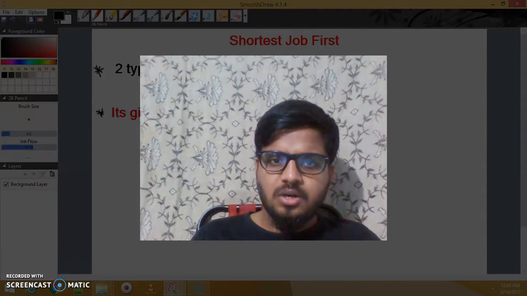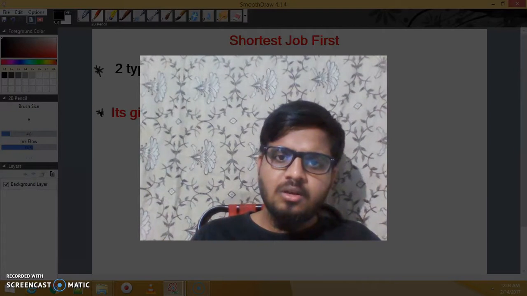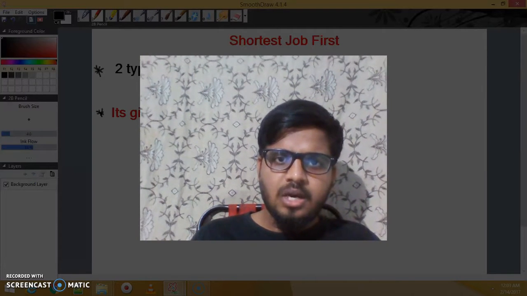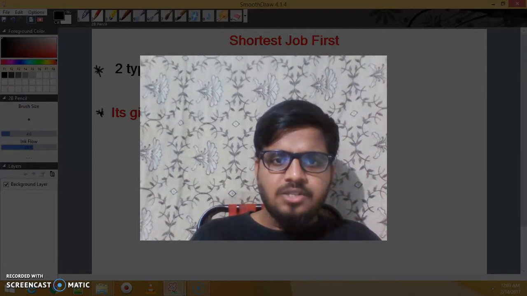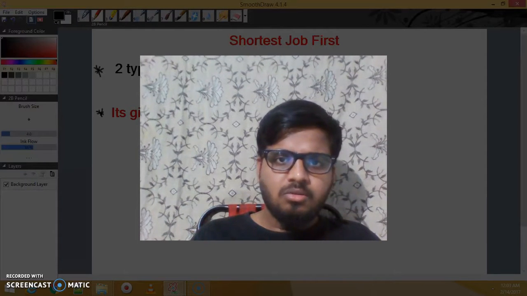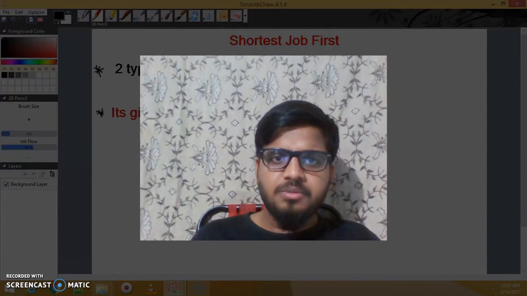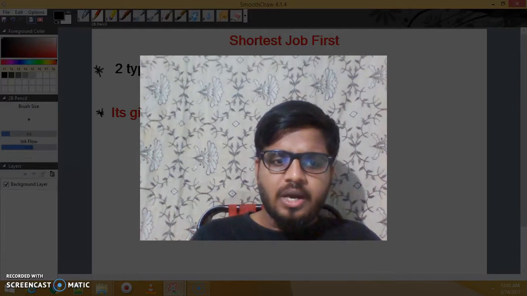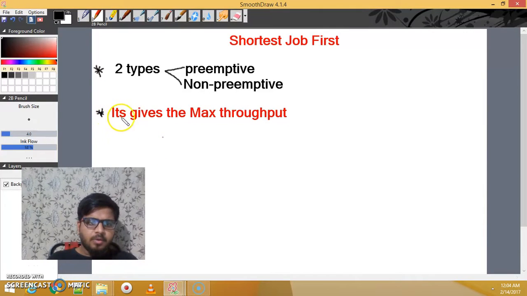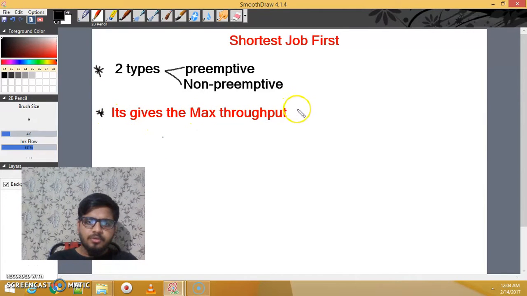Since the name is shortest job first, it will take the shortest job irrespective of the arrival time. Shortest job first has two modes, preemption and non-preemption. Remember one thing: it gives the maximum throughput. A possible question is that they give some algorithms and ask which gives the maximum throughput. The answer is shortest job first. Always remember it gives the maximum throughput.